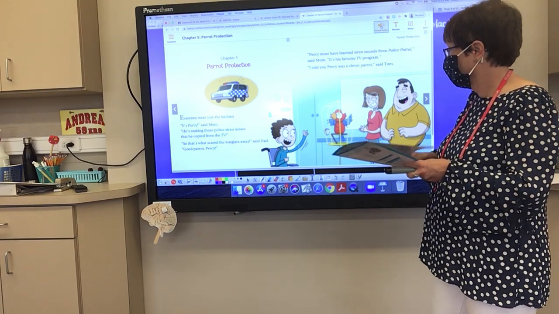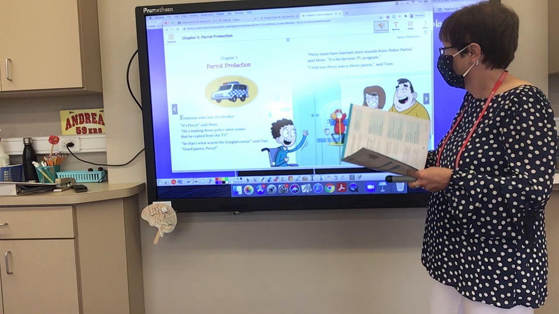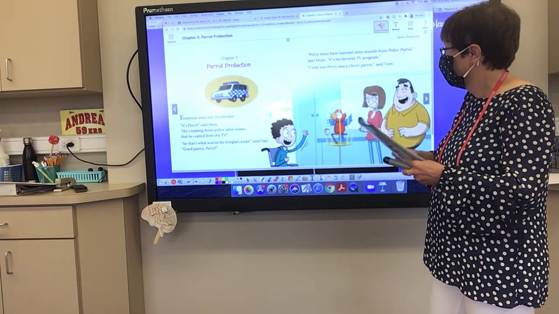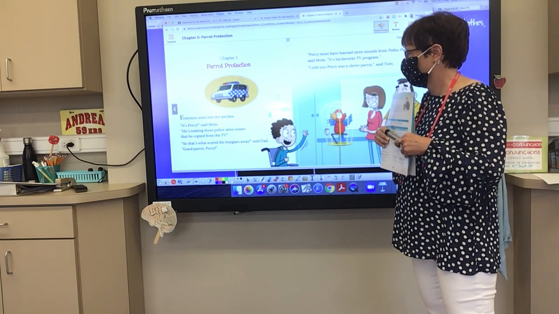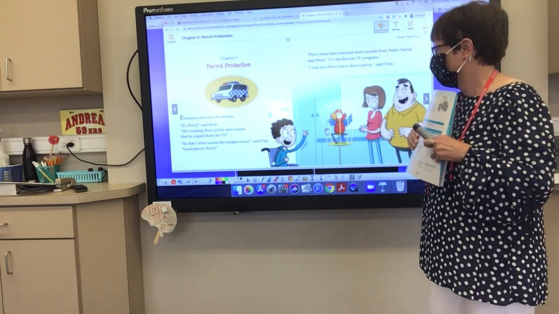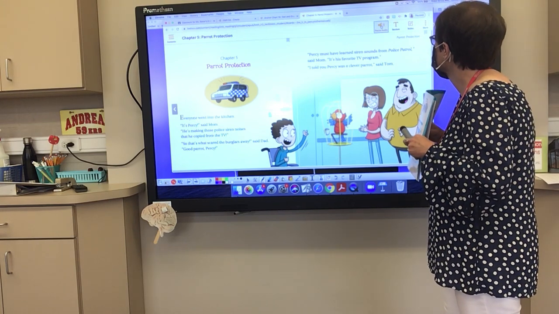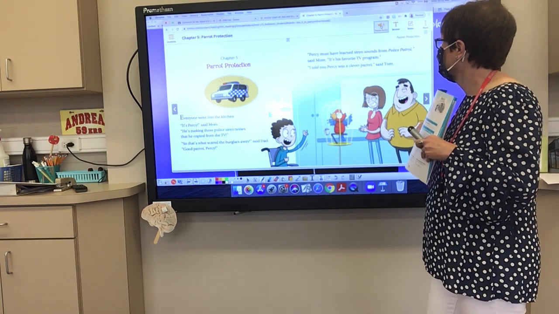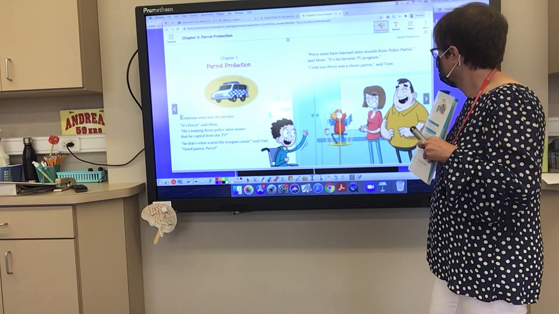Chapter 5, Parrot Protection. Everyone went into the kitchen. "It's Percy," said Mom. "He's making those police siren noises that he copied from the TV." "So that's what scared the burglars away," said Dad. "Good parrot, Percy. He must have learned siren sounds from Police Patrol," said Mom. "It's his favorite TV program." "I told you Percy was a clever parrot," said Tom.